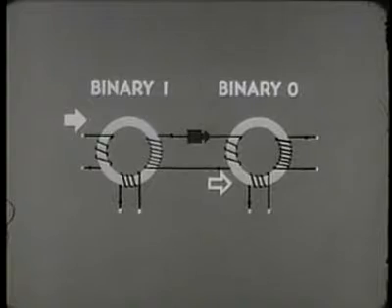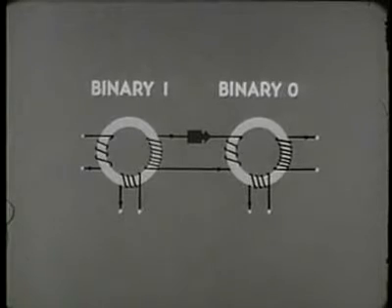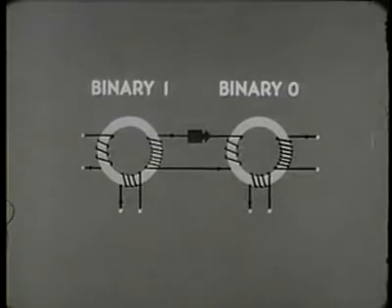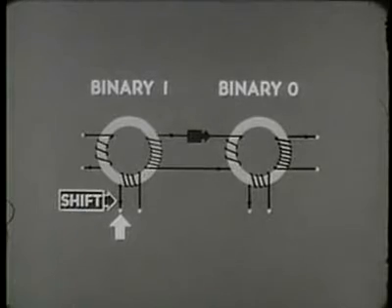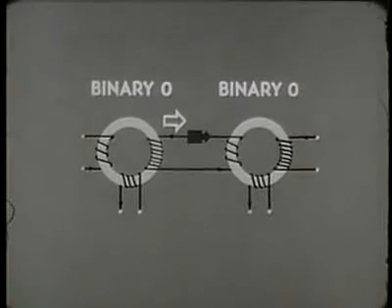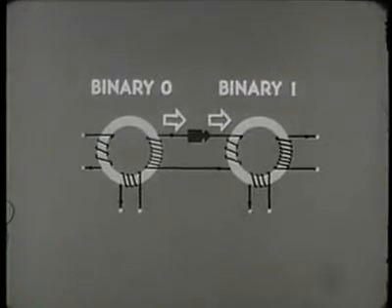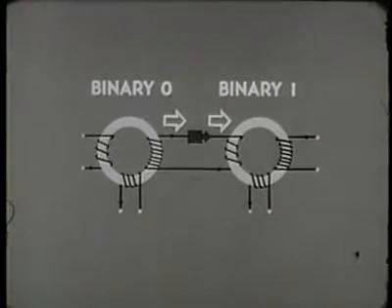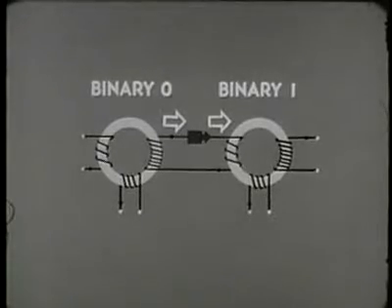We can hold the binary 1 in the first core as long as we wish. When we're ready to transfer it out, we send a pulse of current into the dot side of the shift winding, and 3 things happen. The first core switches to 0. Current flows out of the dot side of the first core's output, through the one-way device, and into the non-dot side of the second core's input. And the second core switches to 1. We have now transferred a binary 1 from the first core to the second, and controlled the time of the transfer to the exact moment we want it.